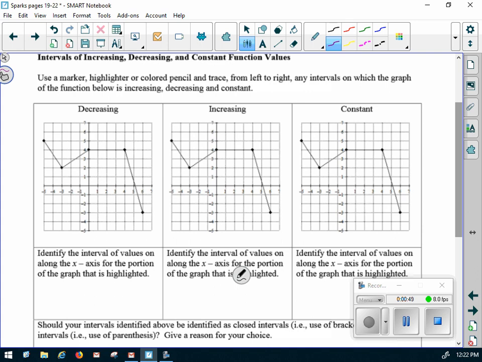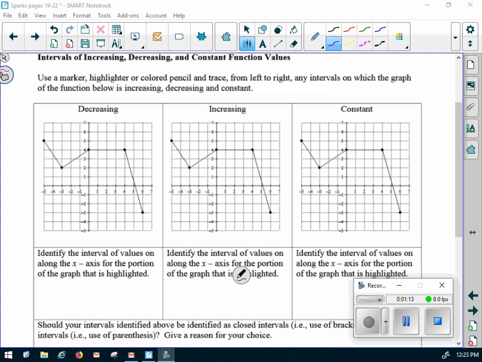Increasing, decreasing, and constant functions. Now what I'm going to do is give you all a highlighter, because you're going to be highlighting some stuff. Use a marker, highlighter, or colored pencil and trace from left to right any intervals on which the graph of the function below is increasing, decreasing, or constant.